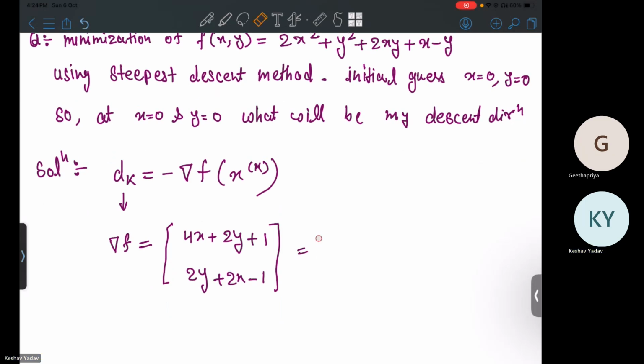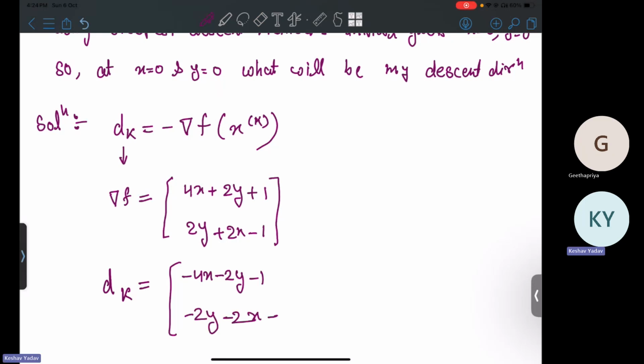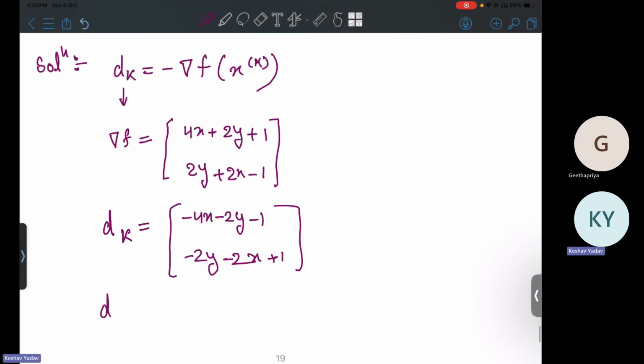So if I write dk, it will be equal to what? Minus of this. So in variable format, this will be minus (4x plus 2y plus 1), minus (2y plus 2x minus 1). So dk at 0, 0 will be equal to minus 1, 1.